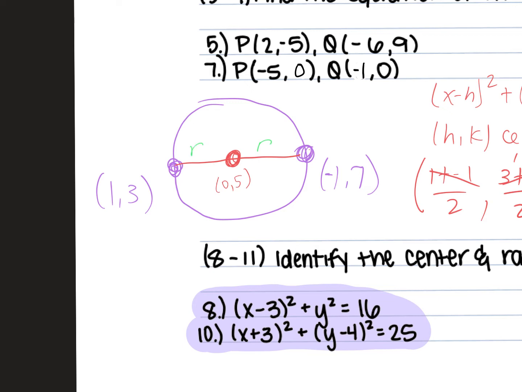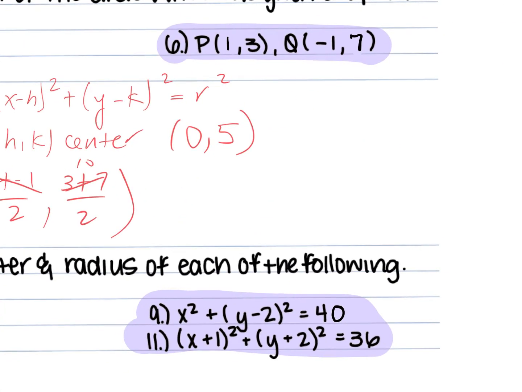You can find the distance from either endpoint to the center. It doesn't matter. I'm going to use (1, 3) and (0, 5). If you use the other endpoint, that would be fine. So x's and y's: I'm going to have 1 minus 0 squared plus 3 minus 5 squared.